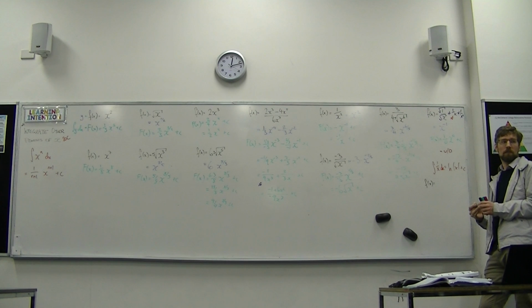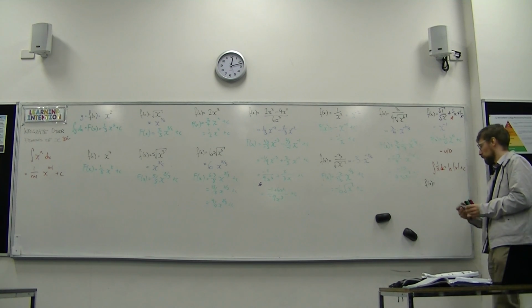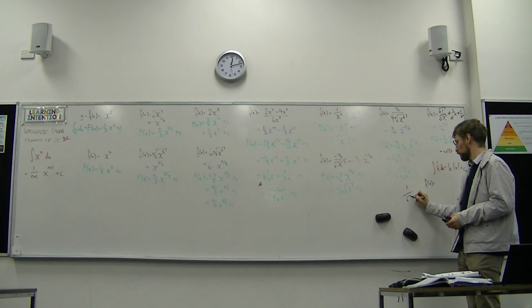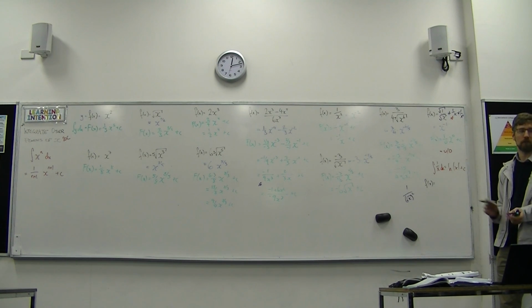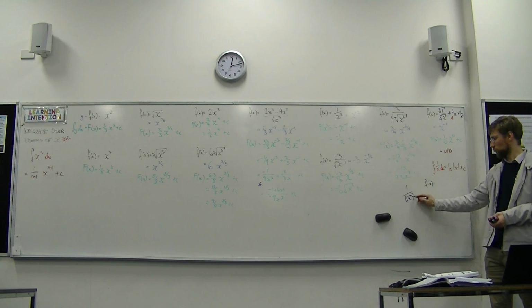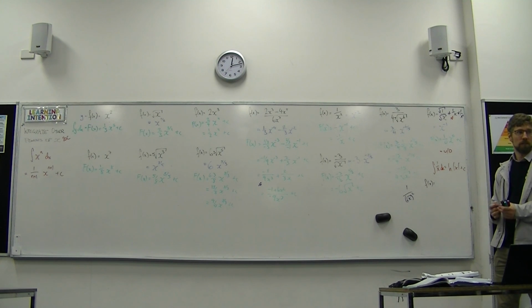Square root of x squared, okay, fine, so we've now got 1 over the square root of x squared. How are you going to integrate it? How do you integrate that? Because you've got a function inside a function. Can you use chain, product, quotient?